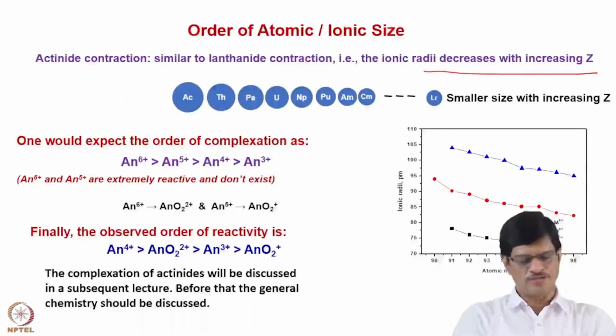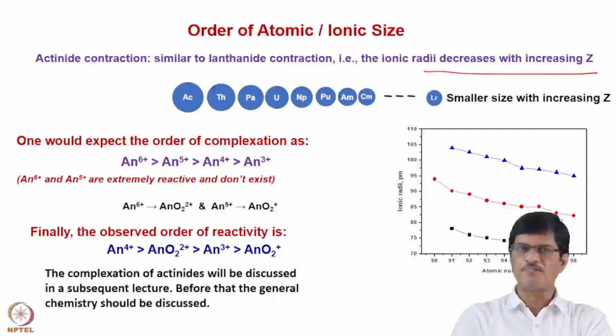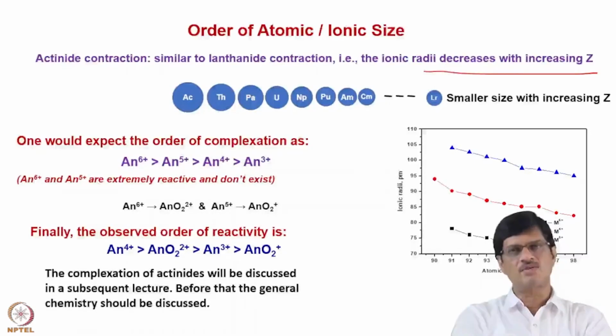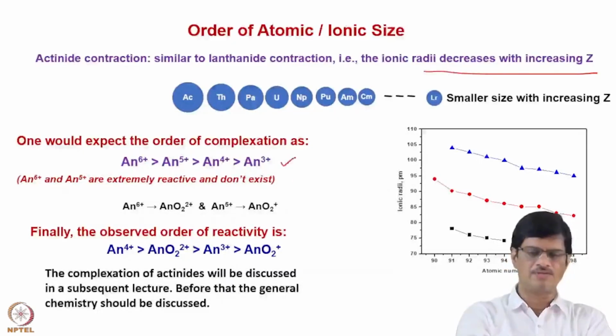So for actinides, as I will be discussing, there are different types of ionic species. Considering that the actinides have oxidation states from +3 to +6, these are the very commonly available oxidation states of the actinides. Then you can see that the +6 oxidation state will definitely form a stronger complex than the +5 oxidation state, which will form a stronger complex than the +4 oxidation state, which will form a stronger complex than the +3 oxidation state.